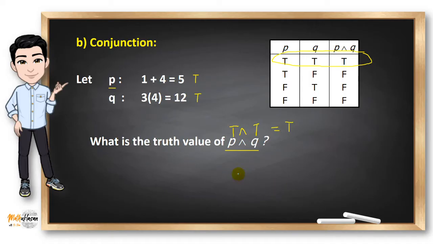On the other hand, if P is false and Q is true, then the answer or the truth value is false because one of them is false.